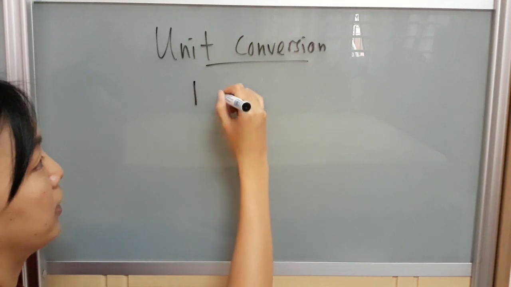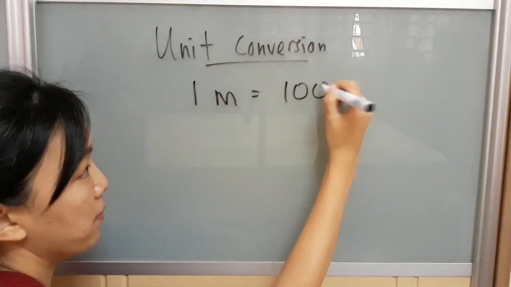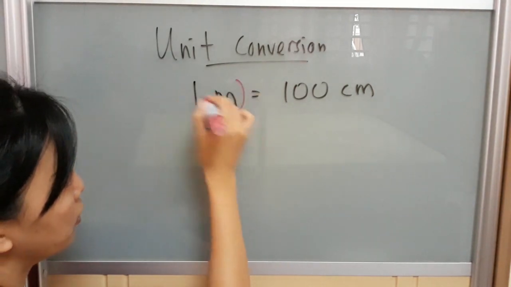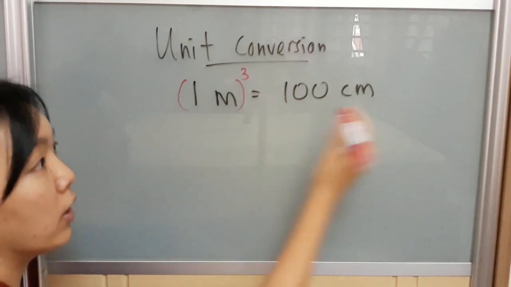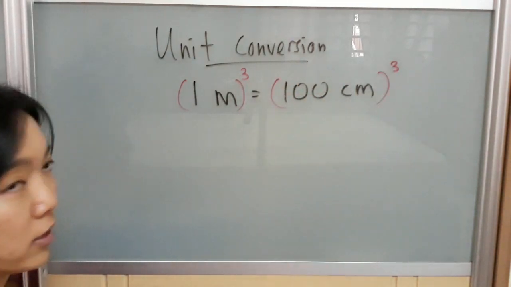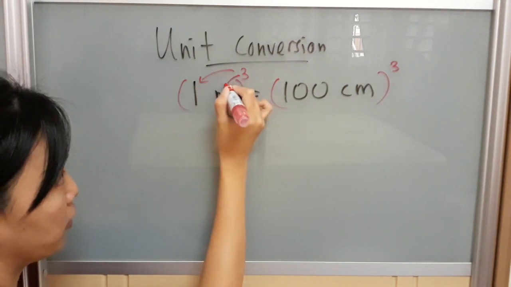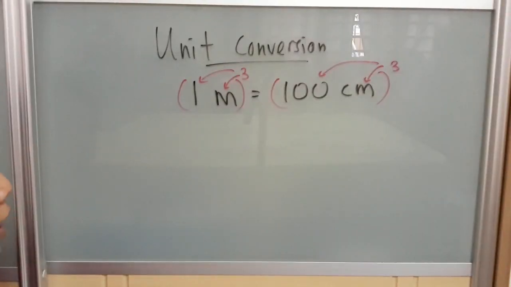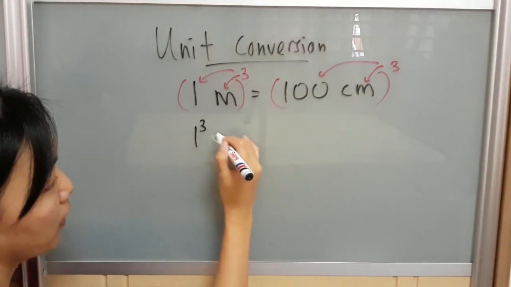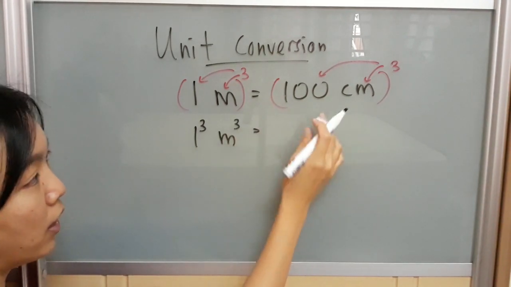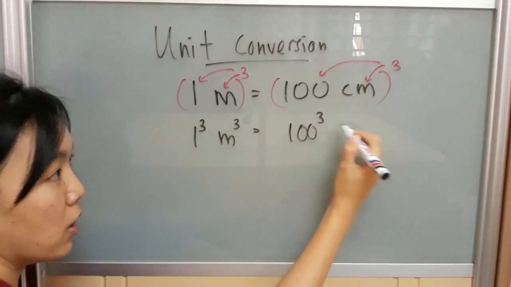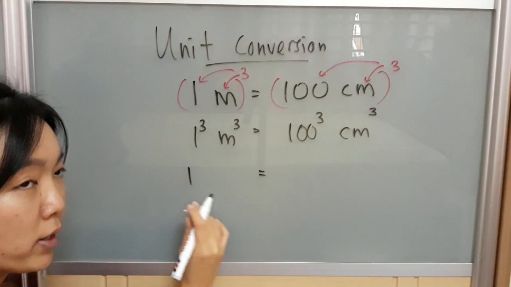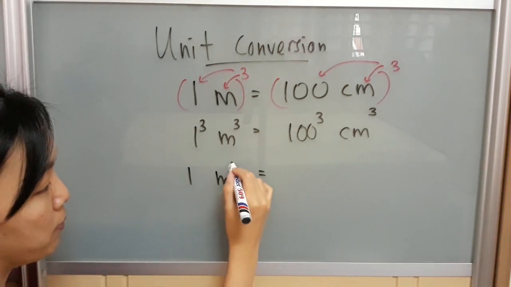I put my 1 meter equals 100 cm onto cube. If I'm going to put cube here, I'm going to cube the left and I'm going to cube the right. Same thing, cube has to come to the number, come to the unit. So I'll have 1 cube, m cube. Here I also have 100 cube, cm cube. 1 cube, in the calculator I'll get 1 times 1 times 1 equals 1, meter cube remains.